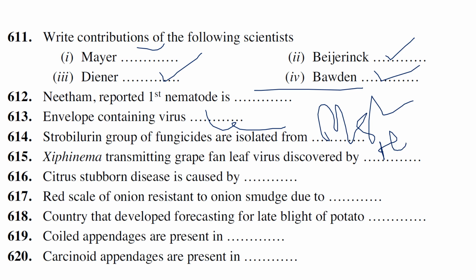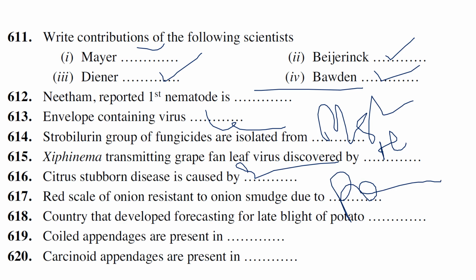Citrus stubborn disease is caused by Spiroplasma citri. Red onion is resistant to onion smudge disease because of the presence of two phenolic compounds called catechol and protocatechuic acid.